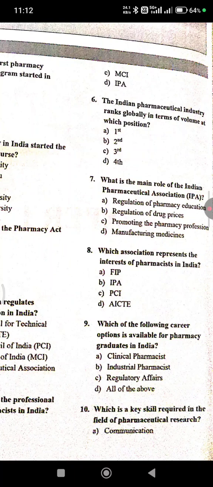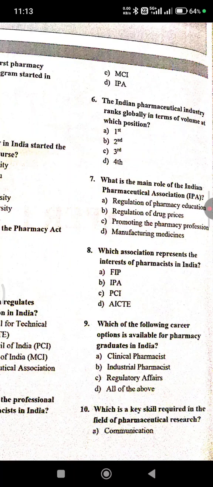Which of the following career options is available for pharmacy? Clinical pharmacist, industrial pharmacist, and regulatory affairs. So the right answer of this question is option number D, all of the above. Let's go to question number 10.